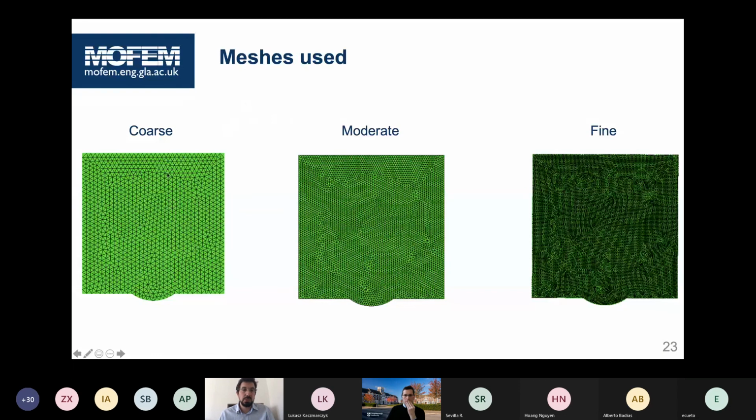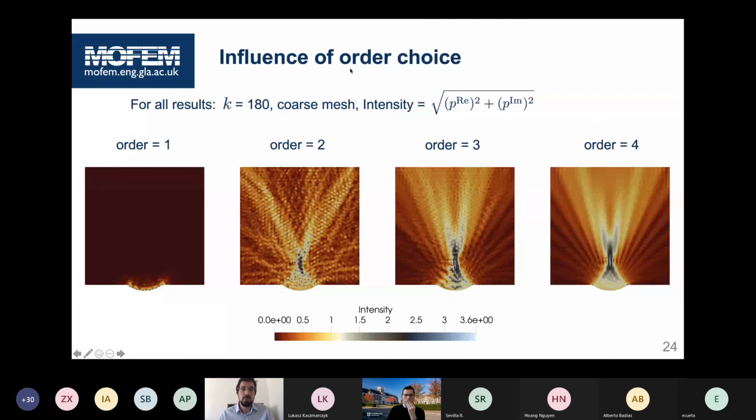Three types of meshes were used: coarse, moderate, and fine, that are presented here. Initially, the influence of the order of choice is investigated. For all these results, analyses were performed for k equal to 180 and a coarse mesh, and the intensity given by the formula presented here is evaluated. Moving from left to right, the order is increasing from 1 to 4. In the first 2 analyses, the result that is recovered is not really meaningful, but then as the order increases, the result is getting better and better, as you can see.